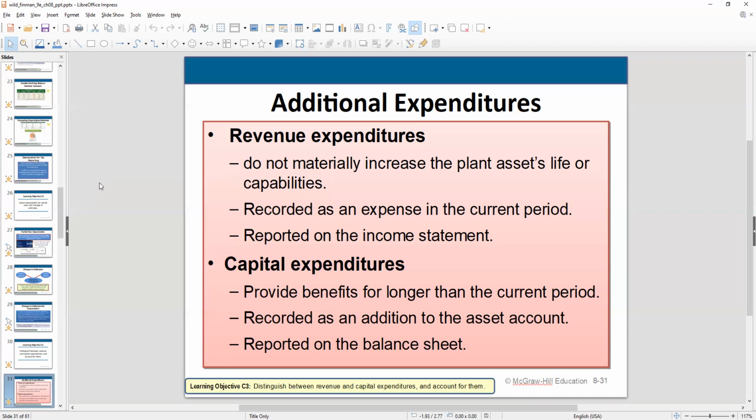But for our purposes, something is going to be a revenue expenditure or a repair if it just brings it back up to its normal operating position. All right. Some examples. If you have a jet plane, if you blow a tire on a jet plane, that's going to be a repair. But if you put a new engine on one of the wings, that's going to be a capital expenditure.